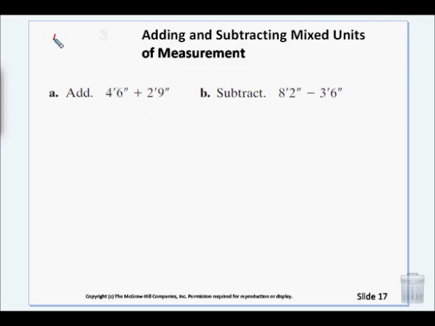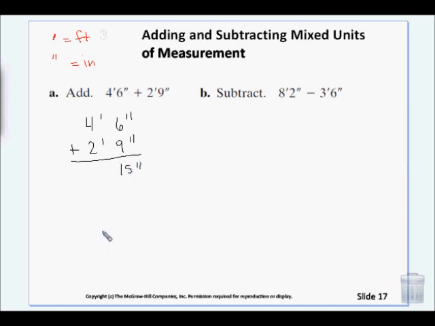All right, so adding and subtracting units of measurement. You treat this the same way we treat decimals. A single apostrophe equals feet. Quotations equal inches, in case you have never seen that before. So if I have 4 foot 6 inches and I want to add that to 2 feet 9 inches, I'm going to add my inches first. And that's 15 inches.